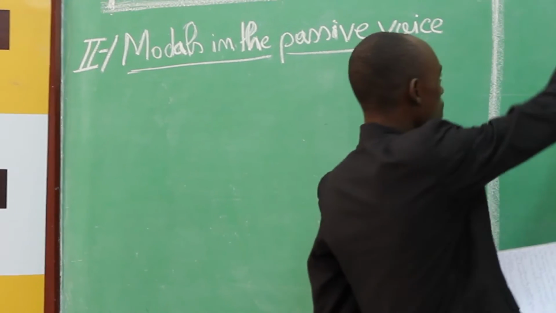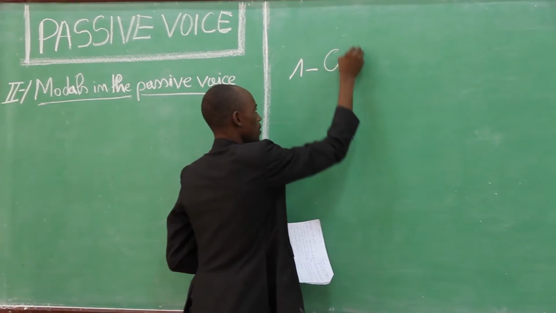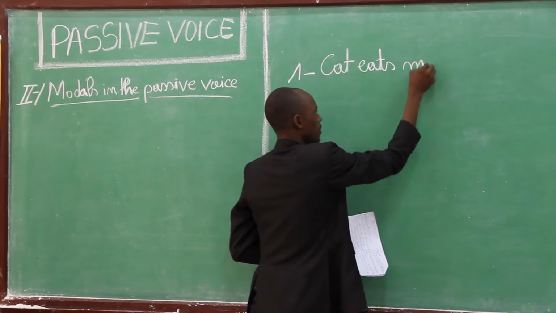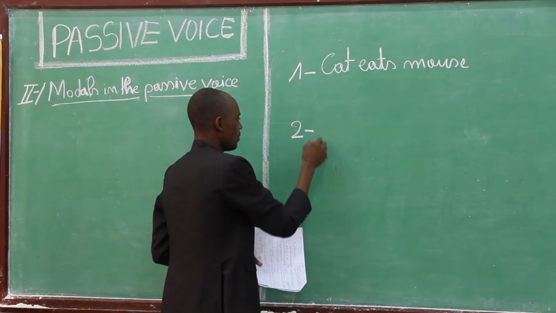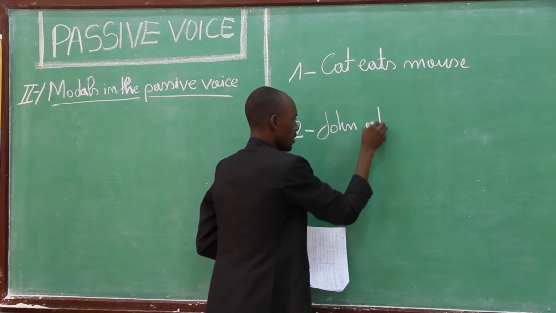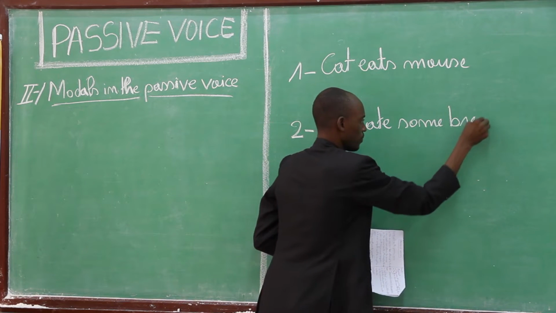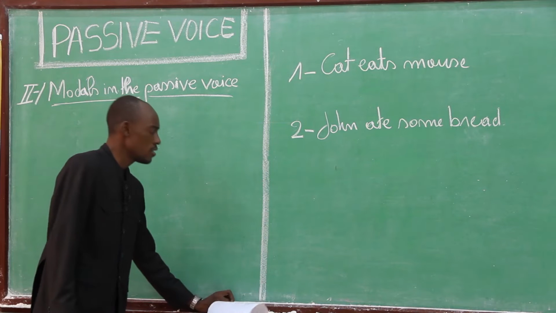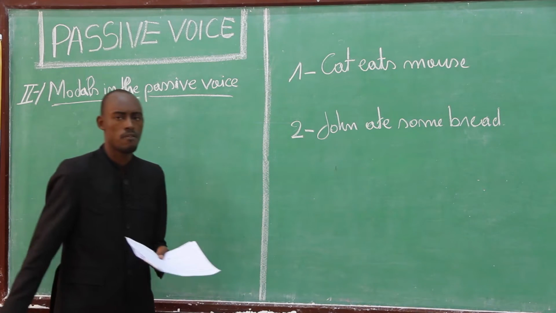Yes, here we have the sentence: cat eat mouse. Okay, and we have also another one: John ate some bread. Now here we have two sentences on the board. Now these sentences are in active voice.